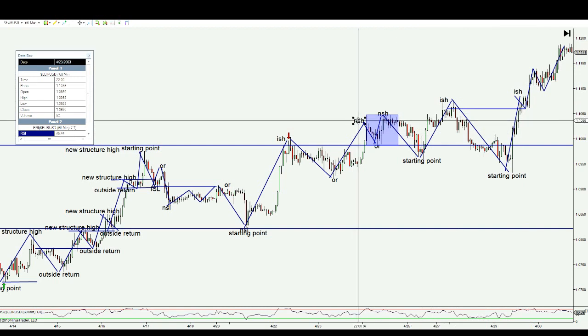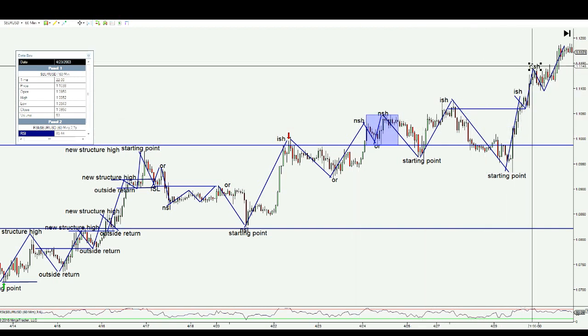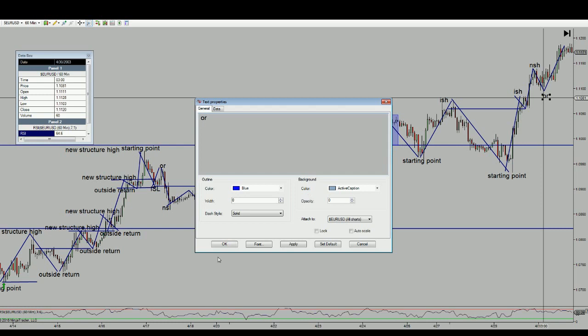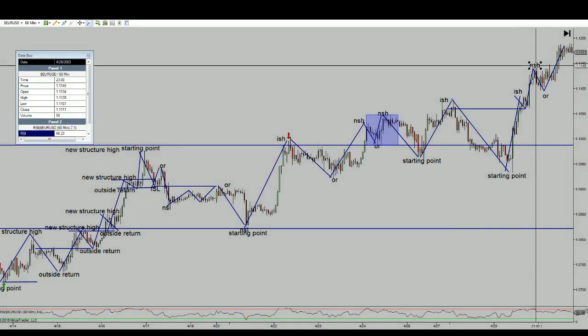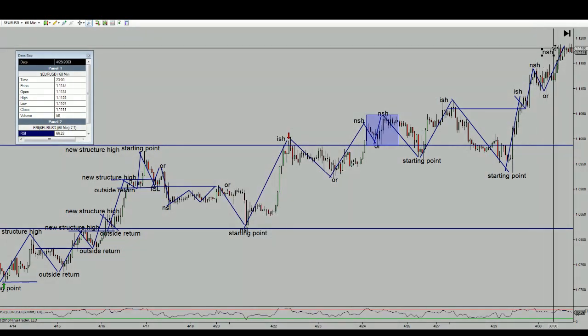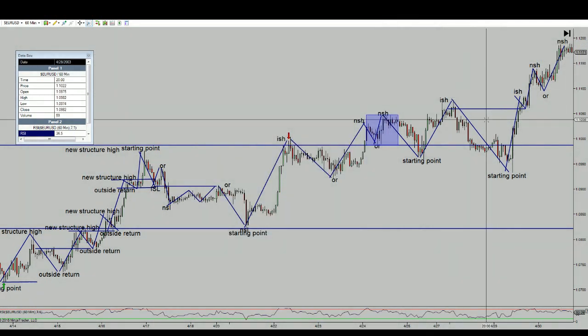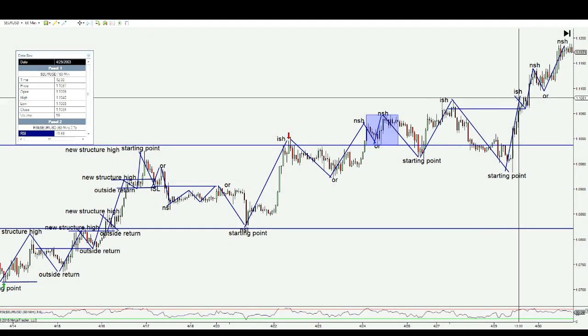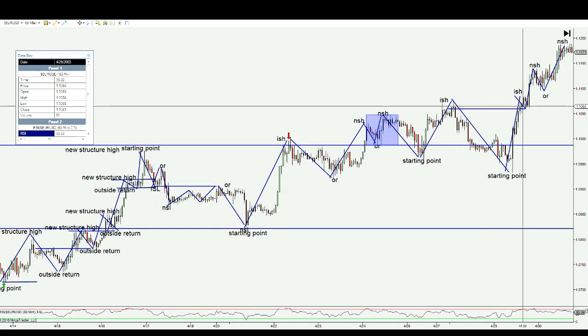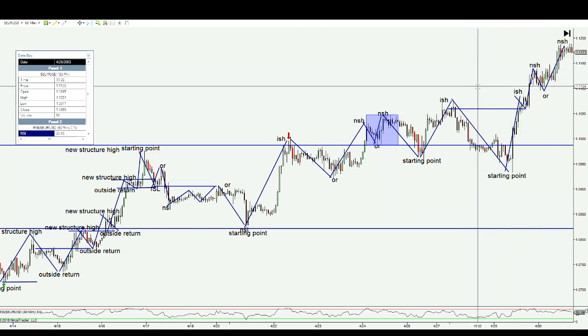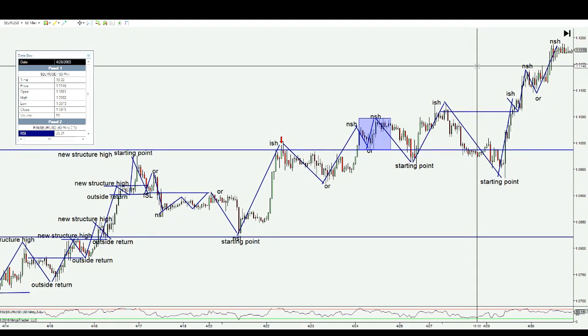So let me copy and paste this new structure high. Let's see, outside return. New structure high. Okay. And again, I'd be looking to get bullish. We've broken this high back here. We've put in a little bit of a retracement. We pulled back a little bit before breaking out higher. So I mean, we're currently in a bullish momentum, bullish trend, whatnot.